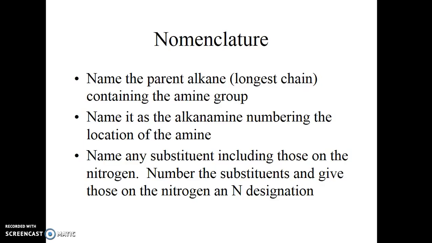If there are more alkyl groups that are on the nitrogen, then you just give those an N designation. So, for instance, a butyl group on a nitrogen and a methyl group on the nitrogen, the longest chain is the butyl, so we call that butanamine. And then we call the methyl that is on the nitrogen just a methyl group, and we say N-methyl butanamine.